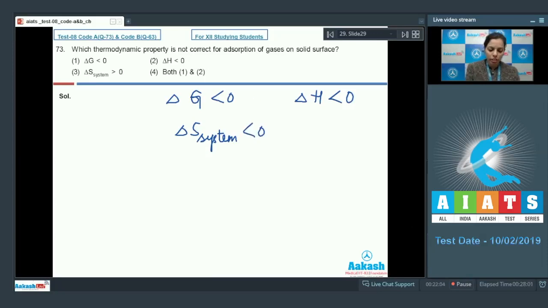Now let's check the options given here. In the first option it's given delta G is less than 0. This is correct. Further, delta H is less than 0. It is also correct. But in the third option it is given that delta S for the system is more than 0. It means they are showing that for the adsorption process, the entropy change is positive. But in case of adsorption, it is not so. That's why this is not correct for adsorption of gases on a solid surface. And that's why I'll choose option 3 as the correct option for this question.